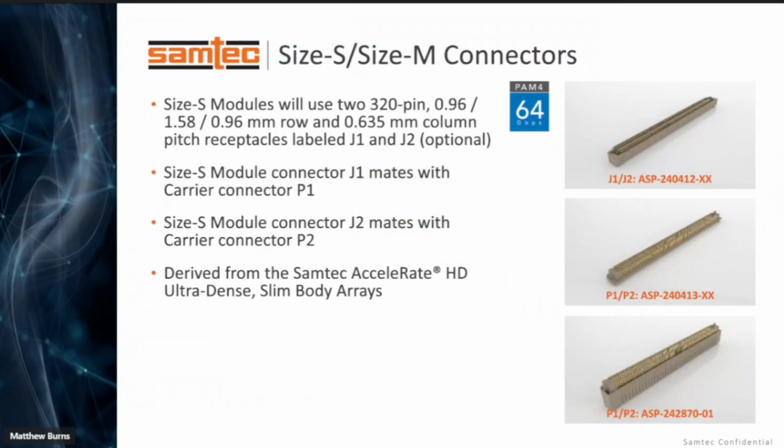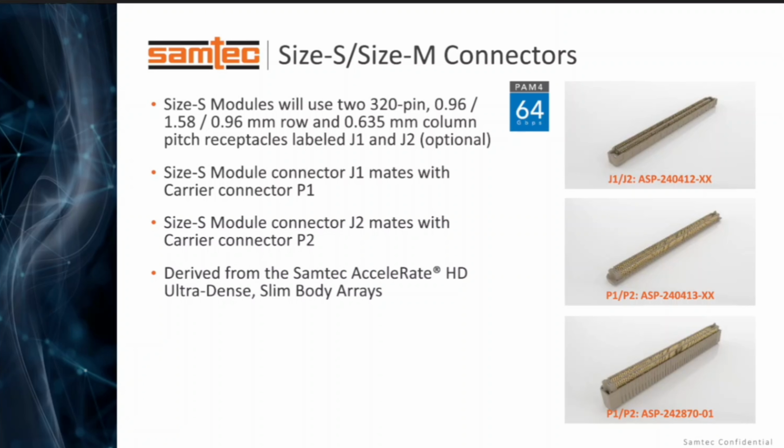Shami mentioned a little bit of detail on the connectors, but I just want to go into this in a little bit more detail. On the size S and size M solutions, we have a very thin profile. It's a 0.96, 1.58, 0.96 millimeter row spacing, as well as a 0.635 column. That's the space between the pins. That allows for a 5 millimeter width connector. Again, that profile was chosen based on some Samtec Interconnect designs that we have in other applications.